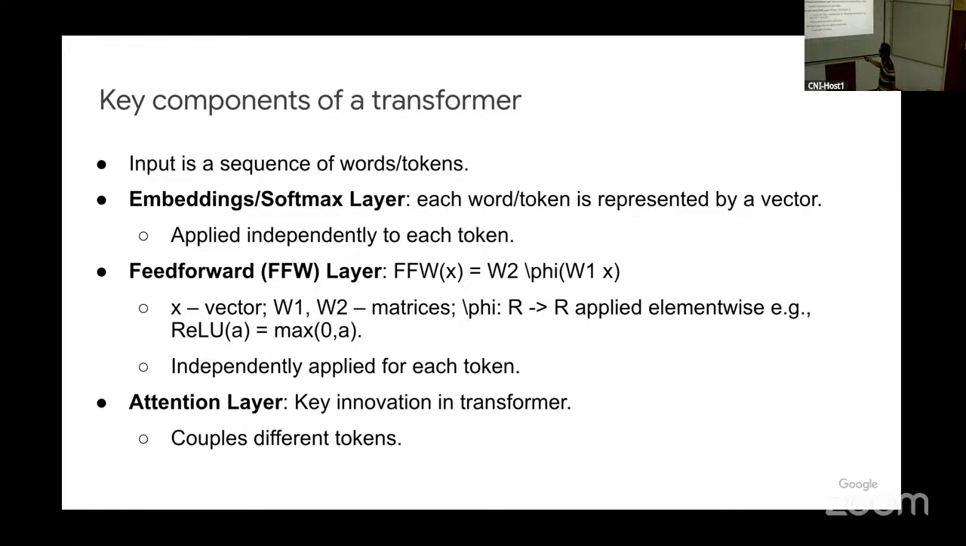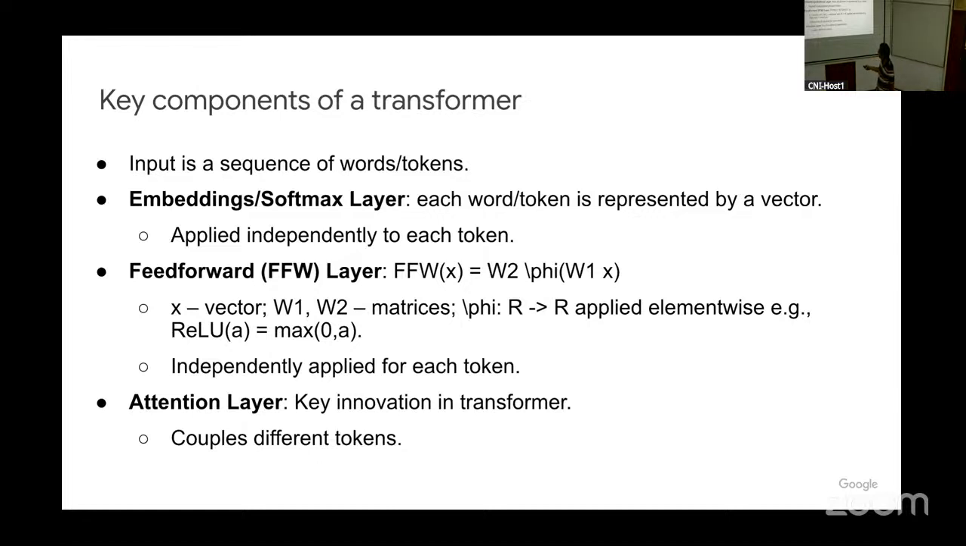Then we have the feed forward layer, which takes in a vector x and applies the transformation w2 times phi of w1 times x. Here x is a vector, w1 is a matrix, and phi is a nonlinearity applied element-wise. For example, the ReLU nonlinearity is just max of 0 and a. So w1x is a vector, phi of w1x is another vector, and then we multiply by w2. This is the feed forward layer, and w1 and w2 are the learnable parameters. So an input ID is converted into a vector by the embedding layer, and that vector can be passed into a feed forward layer, which outputs another vector, ffw of x.